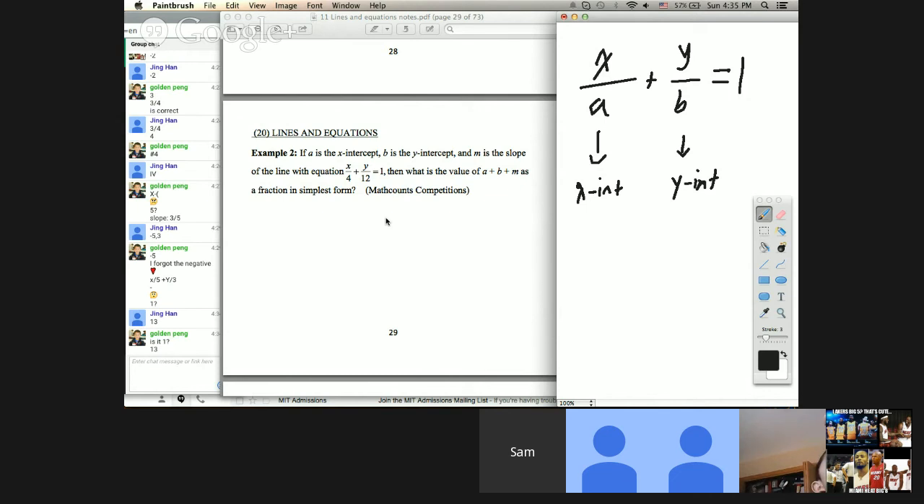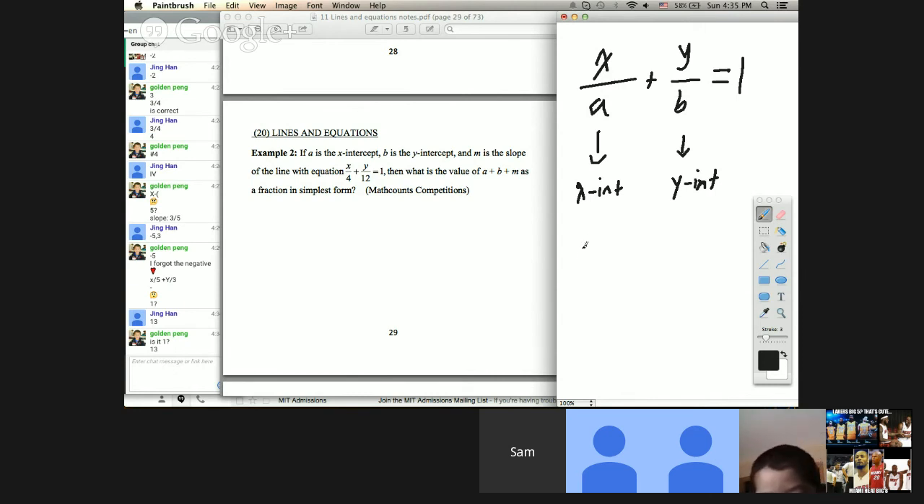Right, so the correct answer is 13. Nice job. I think you got it in the end. Nice job to this guy too. Basically the x-intercept and the y-intercept are given to you as 4 and 12 because it's in the exact same format. So all you have to do is find the slope. So you can find the slope by putting it into slope-intercept form, or at least that's what I did.